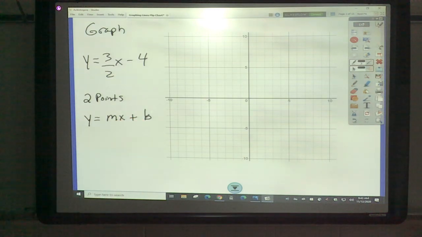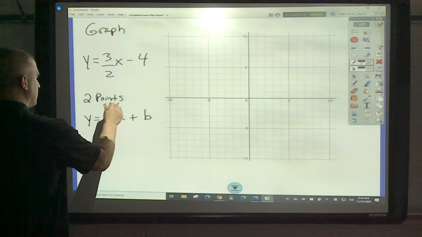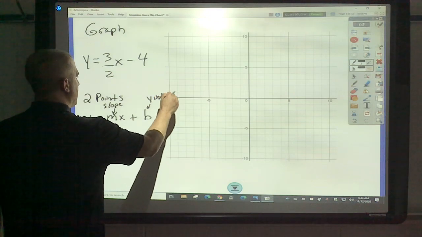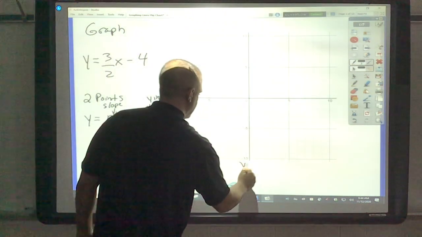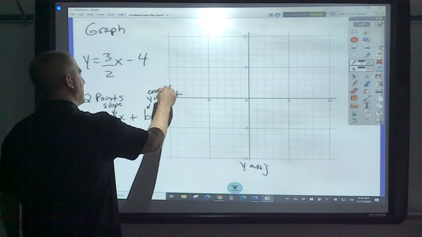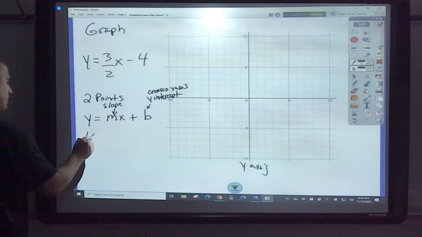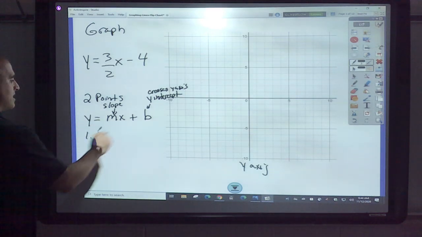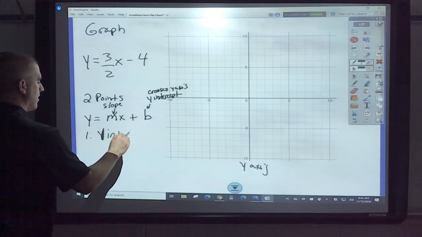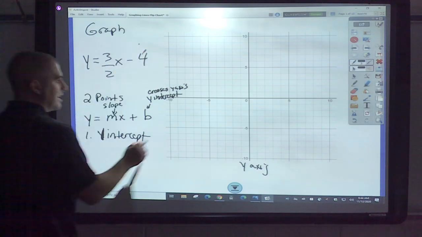We talked about this in the last unit. This right here refers to the slope. This right here refers to the y-intercept. Now, what the y-intercept means is if this is the y-axis, this is where it crosses the y-axis, okay? So, to graph, when it's in y equals form, graph the y-intercept first, okay? All right, so my y-intercept here is -4.